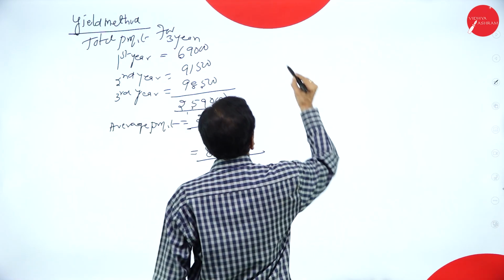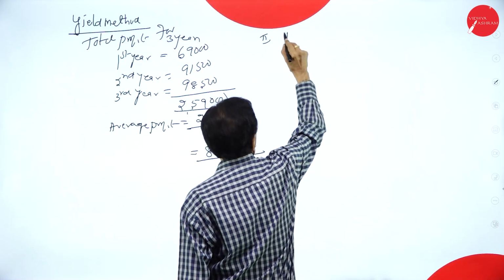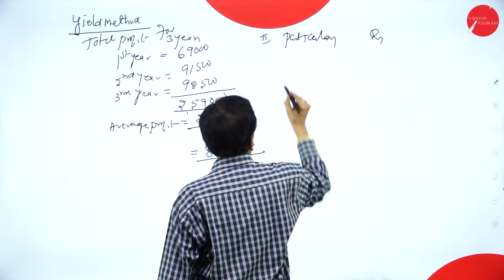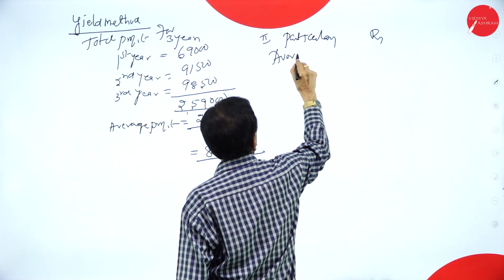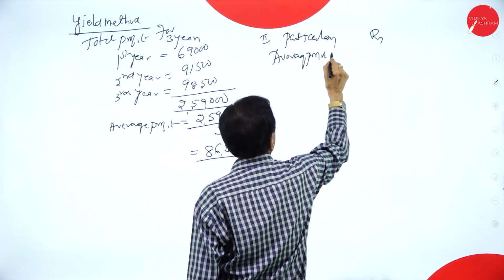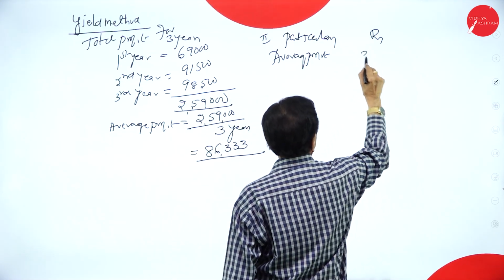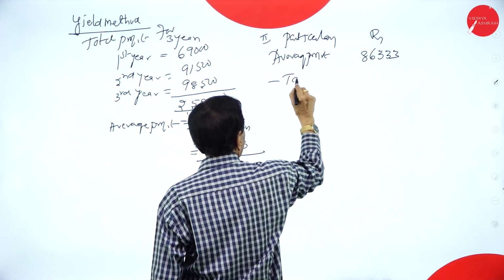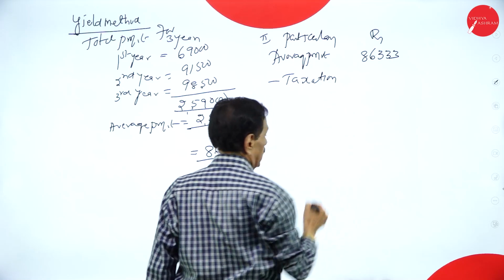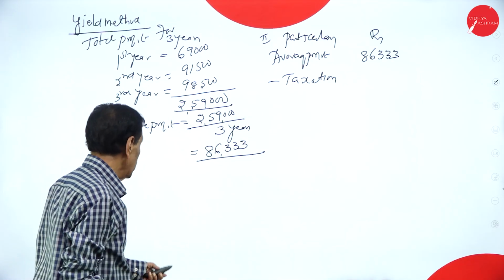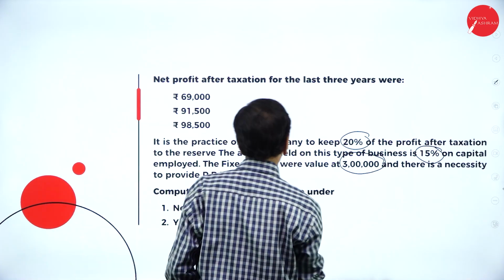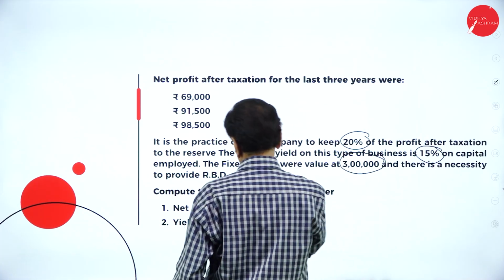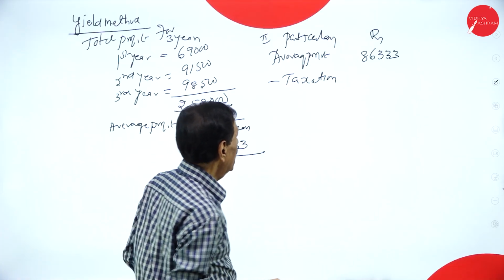Next step, number 2. Particulars, rupees. Average profit 86,333 minus taxation. Is any tax percentage given in the adjustment? See that. Any tax percentage given? No. Profit after taxation, the average yield is 15%. No. Nil.